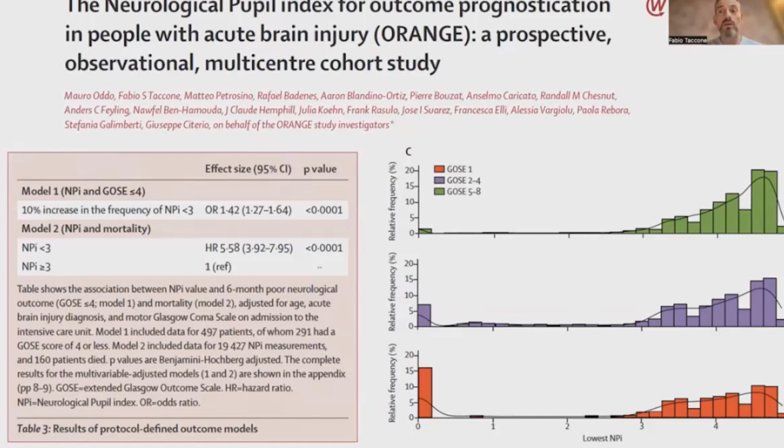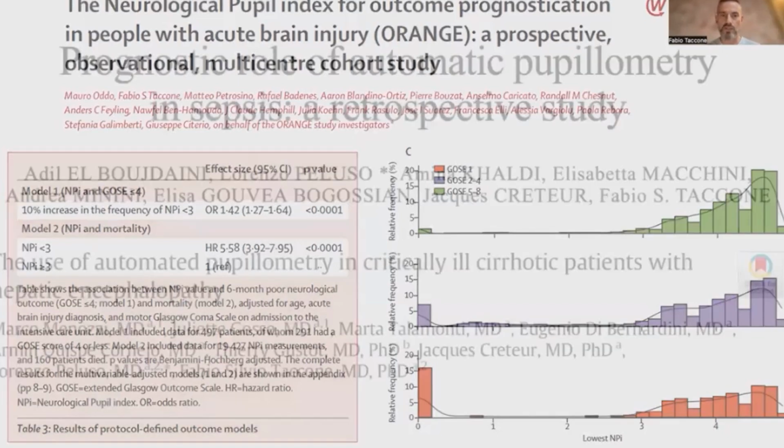One of the analyses, I recommend you see the supplement of this paper. We have observed also that the persistence of NPI within abnormal values was a strong predictor of poor outcome, and the change of NPI values from abnormal to normal values was associated with no increased risk of poor outcome. So again, the dynamic changes of pupillary function over time in these acute brain injury non-anoxic patients are a strong predictor of outcome. So it's repeated measurement more than a single measurement that is very important in these patients.